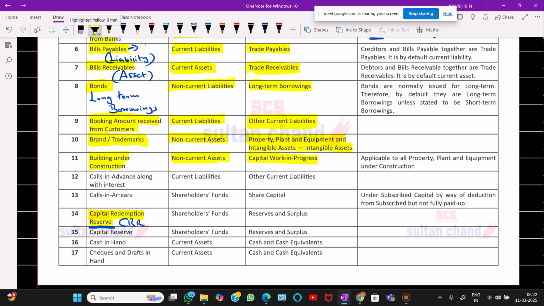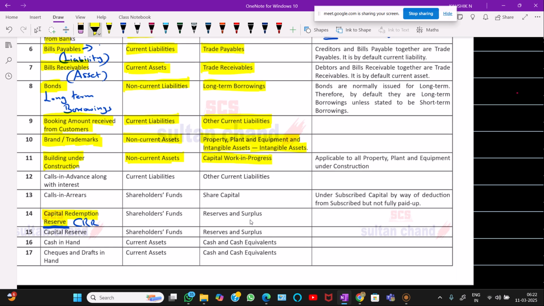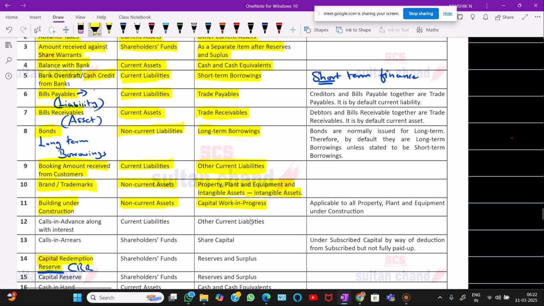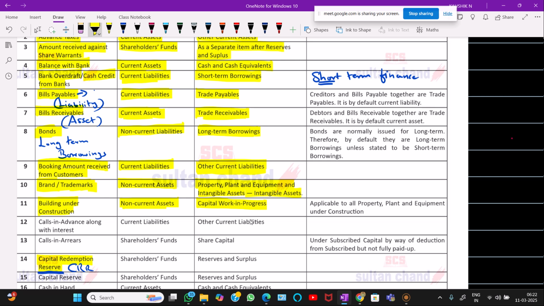Quickly confirm whether reserves and surplus is a major head or a subhead. Students, please. Major head, sir. Okay, what about others, whether it's a major head or a subhead?